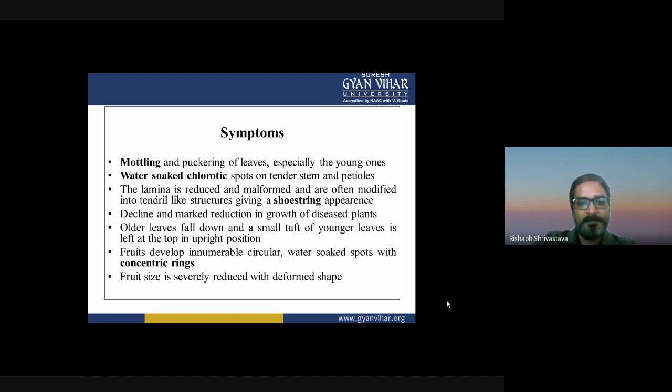Older leaves fall down and a small tuft of younger leaves is left at the top in upright position. Fruits develop innumerable circular water-soaked spots with concentric rings. Fruit size is severely reduced with deformed shape.